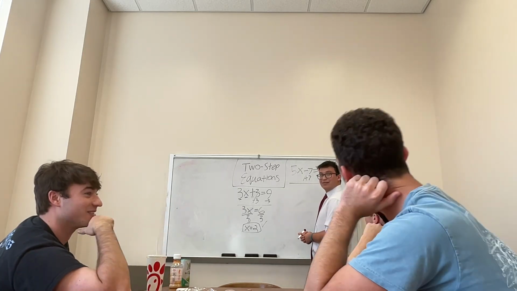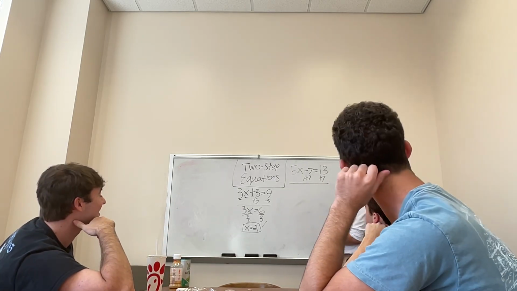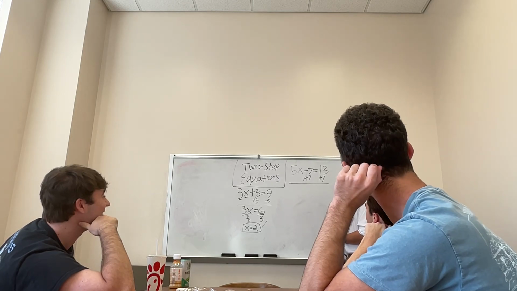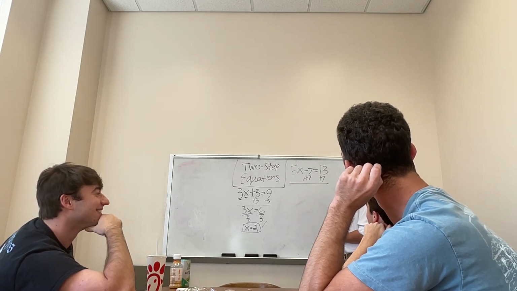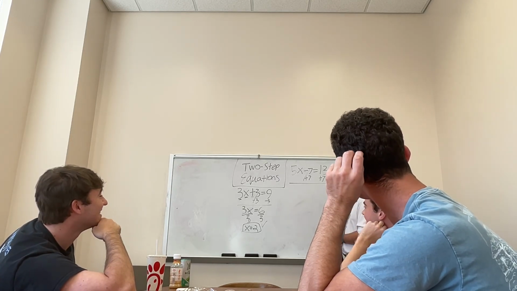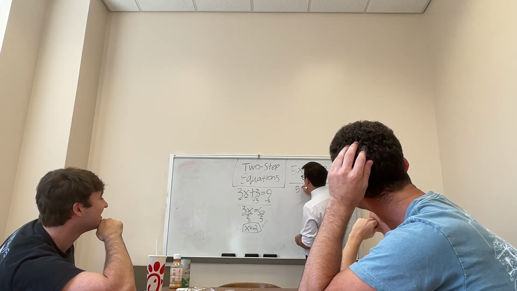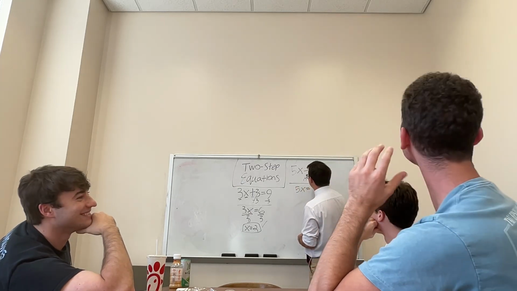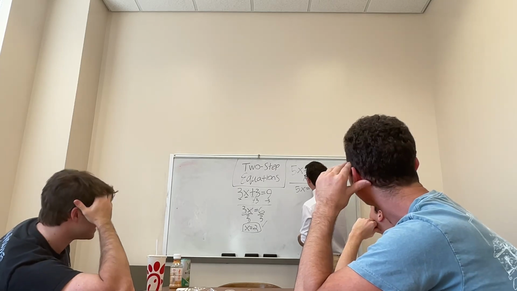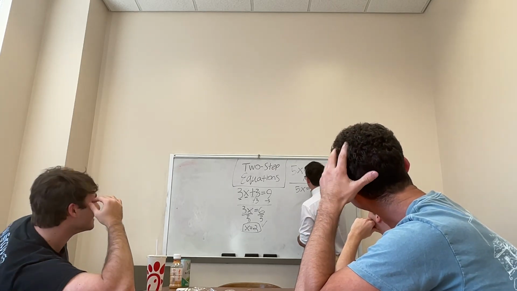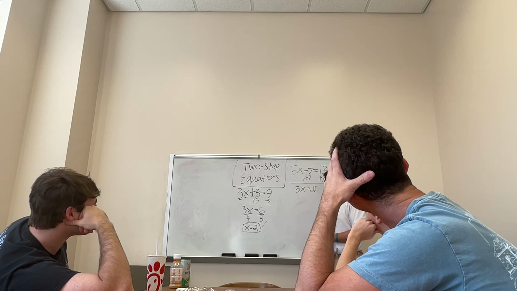Awesome job. And what is that going to give us? 13... 5x equals 6... Oh, 5x equals 6. It's close, but it's going to be 5x equals 20, because 13 plus 7 equals 20. It's all good. I'm here to help you out.